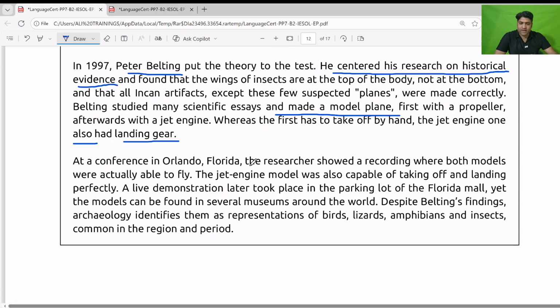At a conference in Orlando, Florida, the researchers showed a recording where both models were actually able to fly. The jet engine model was also capable of taking off and landing perfectly. A live demonstration later took place in the parking lot of the Florida Mall, yet the models can be found in several museums around the world. Despite Belting's findings, archaeology identifies them as a representation of the birds, lizards, amphibians, and insects common in the region and the period.